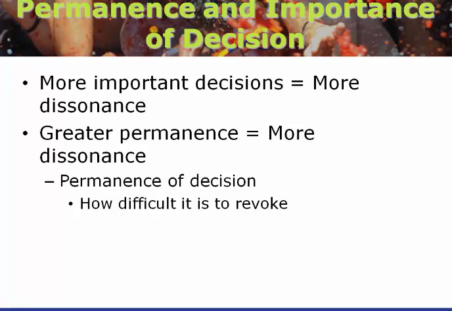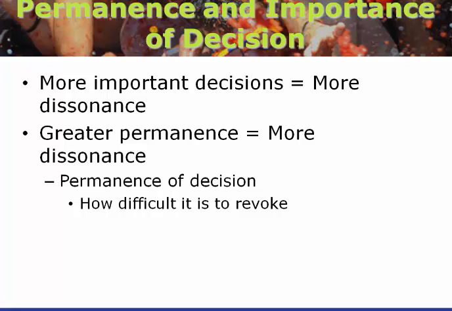Now, the more important decisions are going to create more dissonance because we feel like it's very, very crucial that we get this right. So when we're talking about maybe where we're going to go to college, and are we going to go to grad school, and who are we going to marry, and are we going to have children, these are important decisions, and we feel like it's very important for us to get this right.